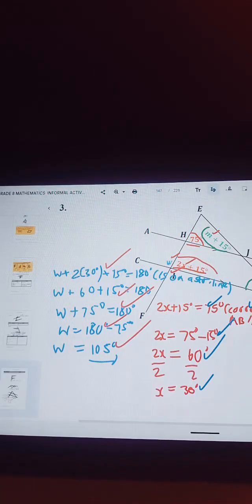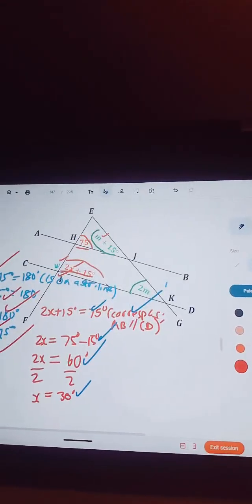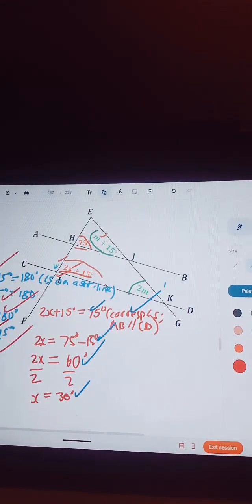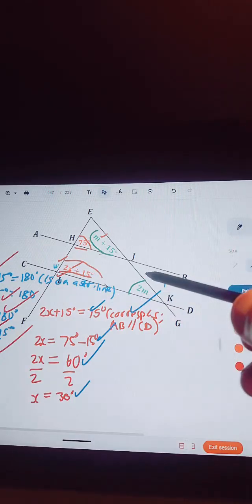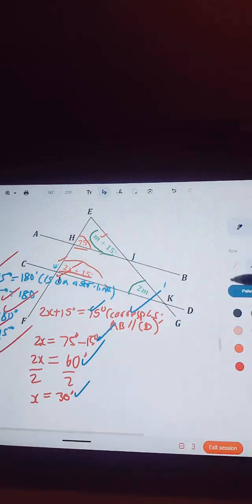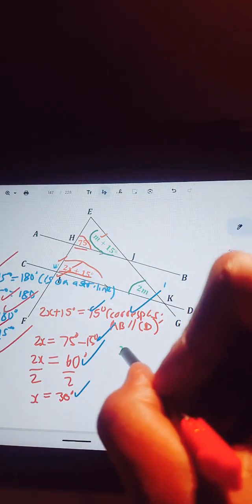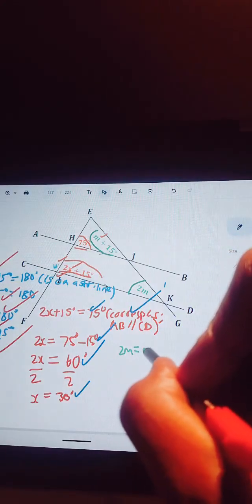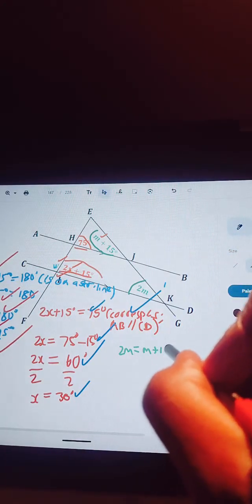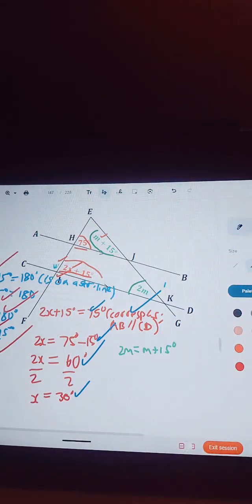W is equal to 105 degrees. That's that there. Then, of course, last but not least, the green: the 2m and the m plus 15. So 2m is equal to m plus 15 degrees.